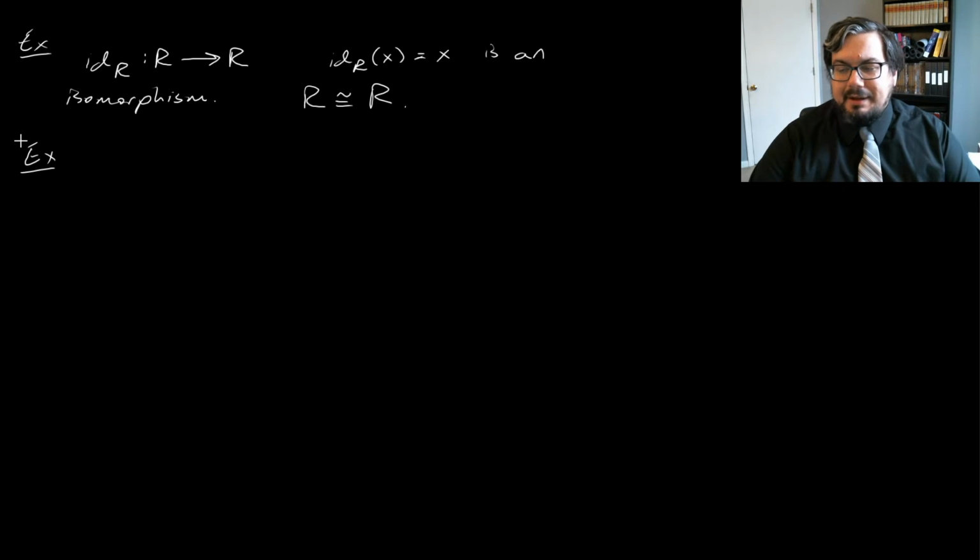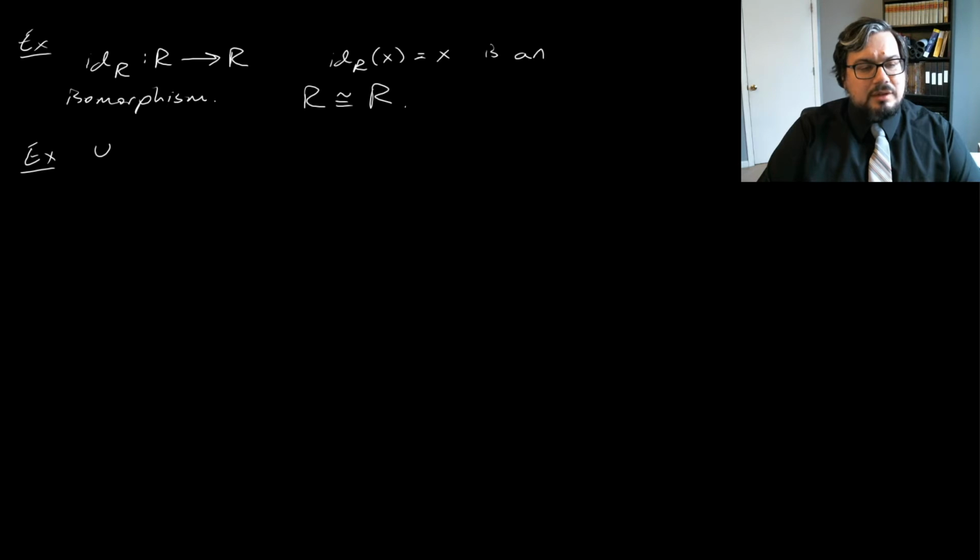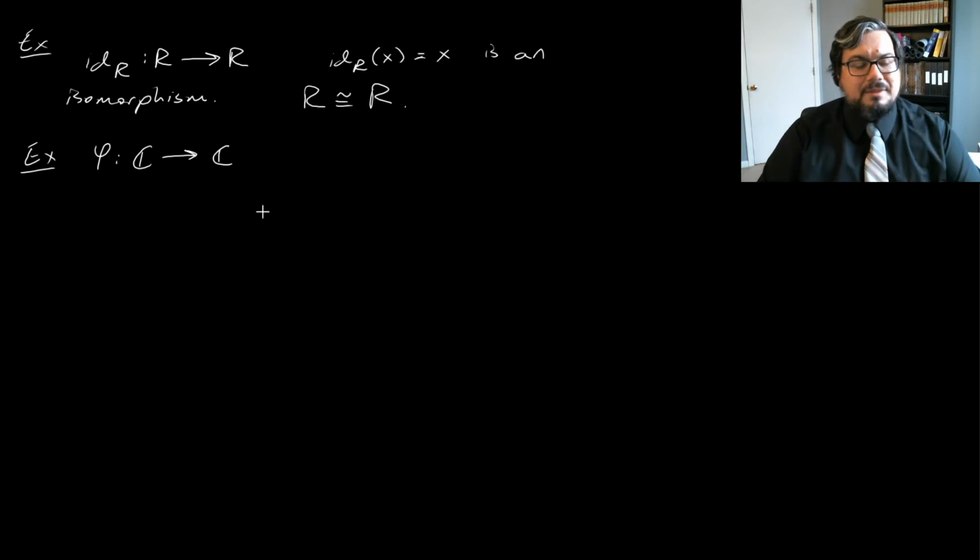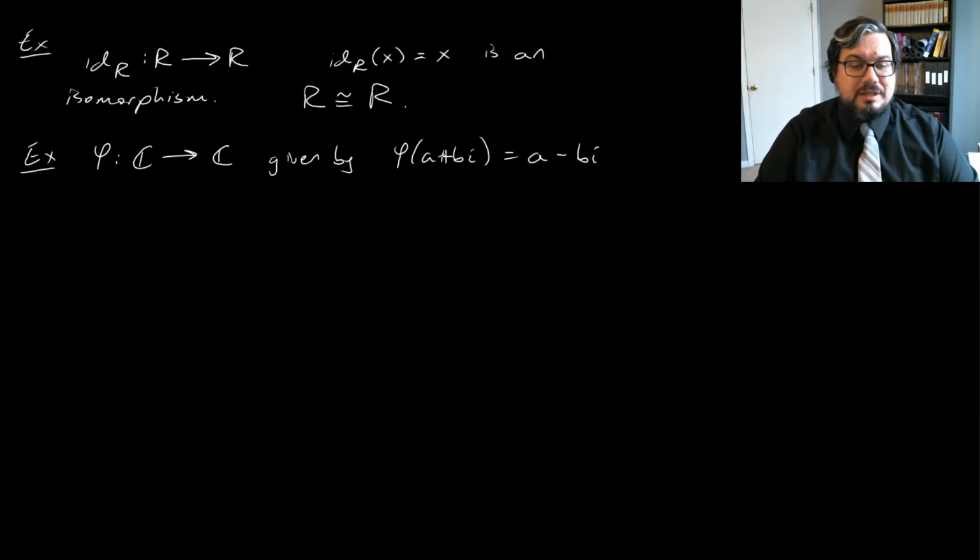For another example, let's look at the function phi, which we're going to define going from the complex numbers to the complex numbers, given by phi of a plus bi is a minus bi. This is the conjugate operation. It takes a complex number to its conjugate. We claim that phi is a ring homomorphism.